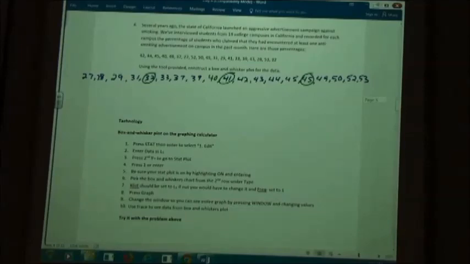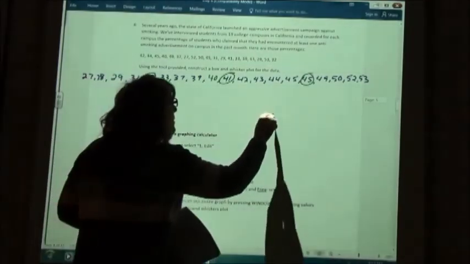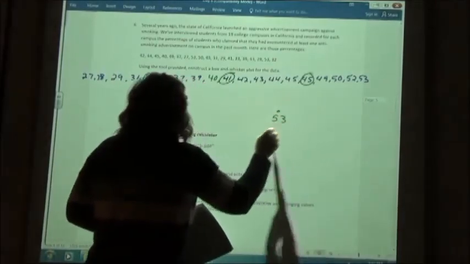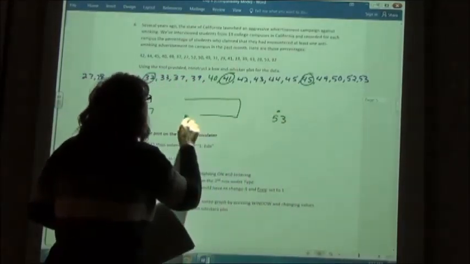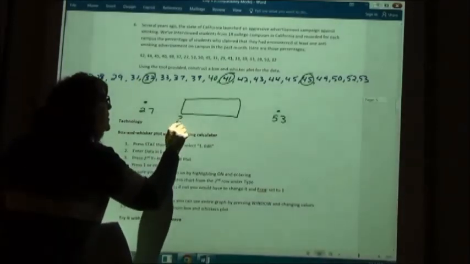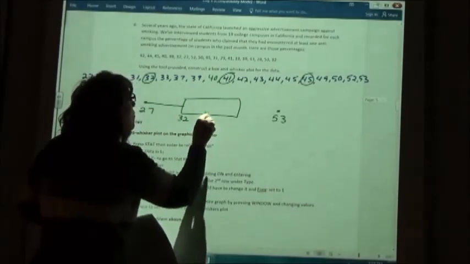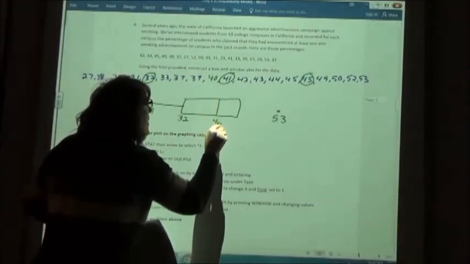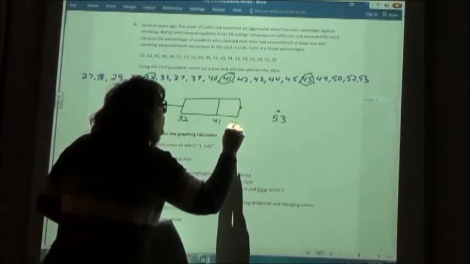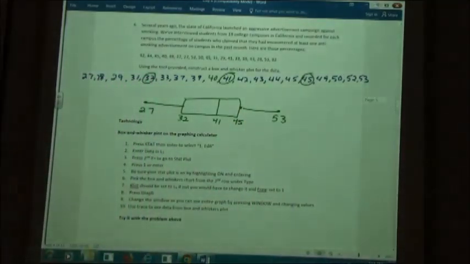So my starting number is going to be my 27. My ending number is going to be my 53. My box is going to be somewhere in the middle of that. My first quartile starts at 32. My median is at 41, and my next quartile is at 45. And see, I drew my 41 closer to my 45 than it would look more like it should.